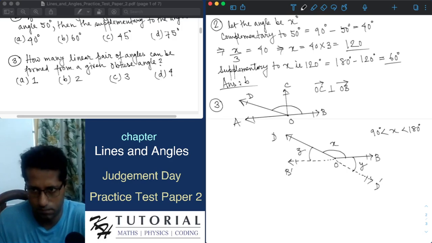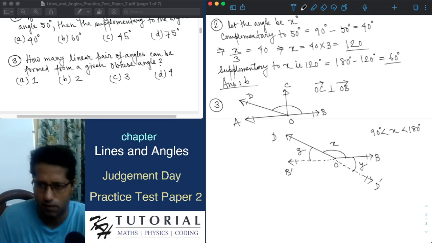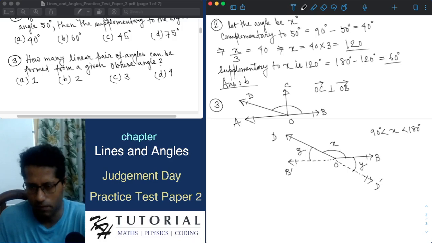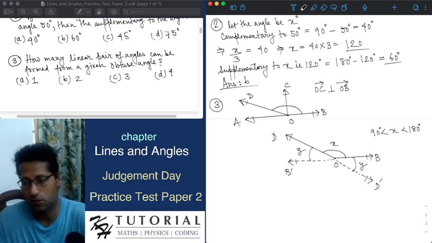Now, can we make any more angles? It is asking how many linear pairs of angles can be formed. We have already found two pairs of angles which are linear to x. Can we make any more? I don't think so.